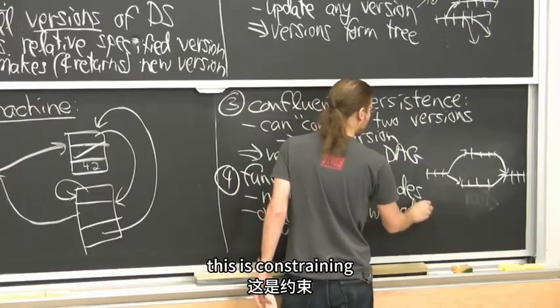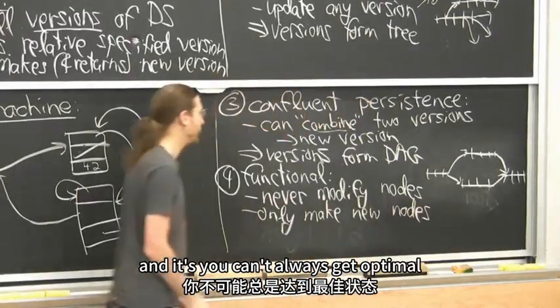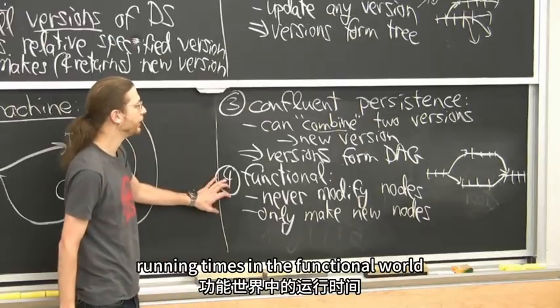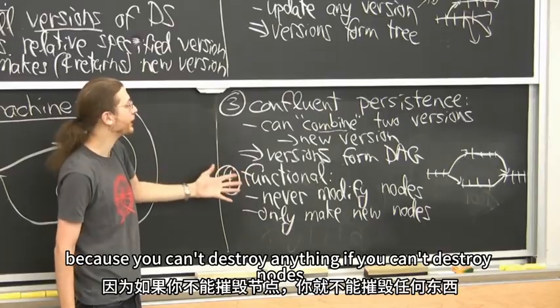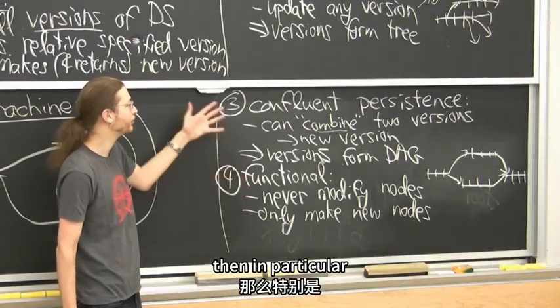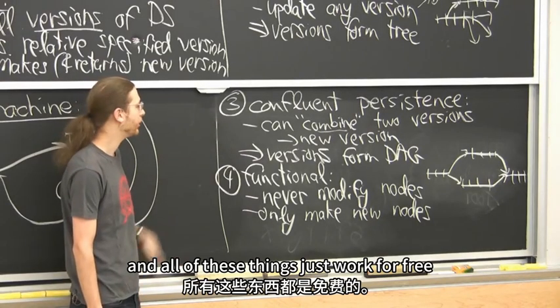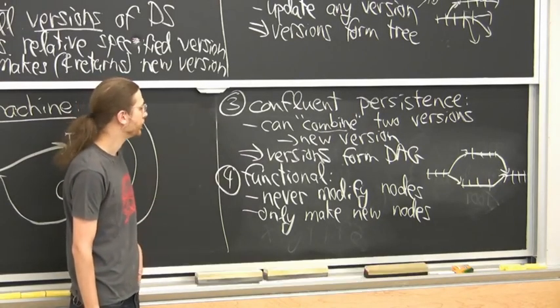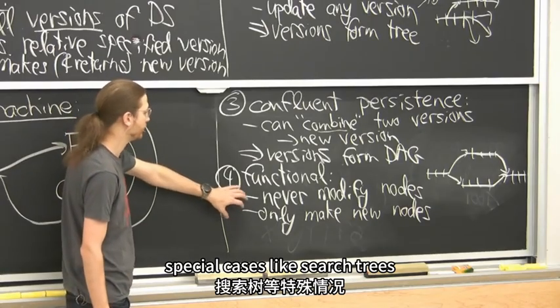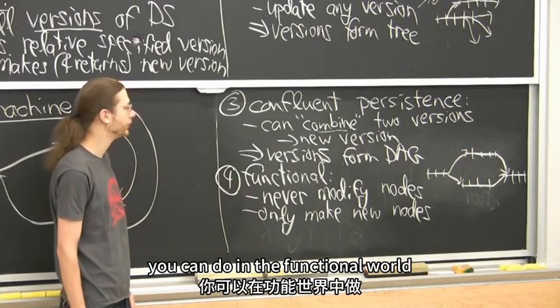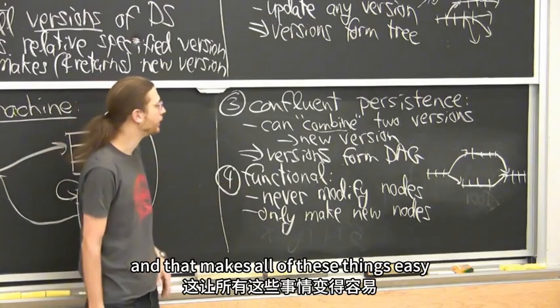This is constraining, and you can't always get optimal running times in the functional world. But if you can get a functional data structure, you have all these things because you can't destroy anything. If you can't destroy nodes, then in particular you can't destroy versions. And all of these things just work for free. And so a bunch of special cases are known, interesting special cases like search trees you can do in the functional world, and that makes all of these things easy.